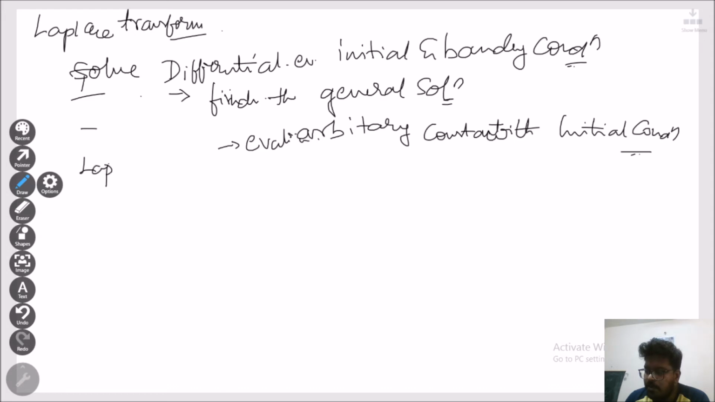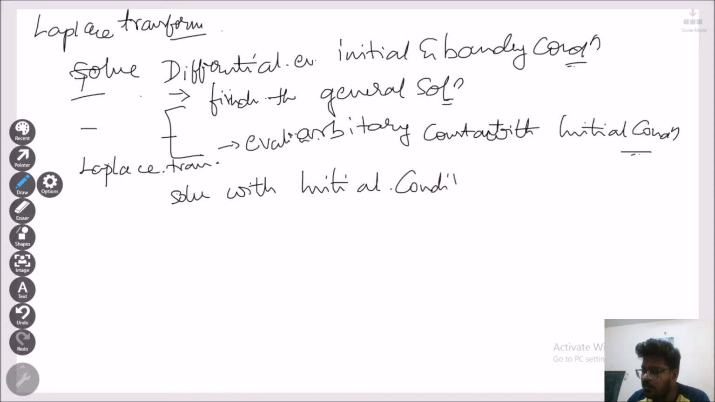So Laplace transform eliminates these two steps. By using Laplace transform, we generally solve with the initial conditions directly. If we use the Laplace transformation method to solve the differential equations, the step is very simple. We directly solve with the initial conditions.